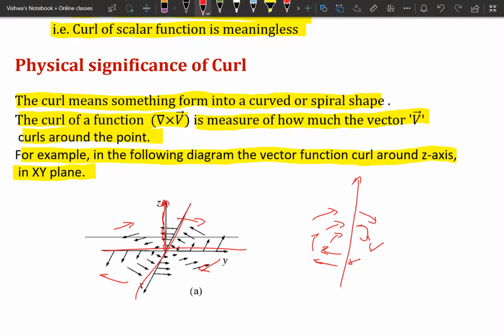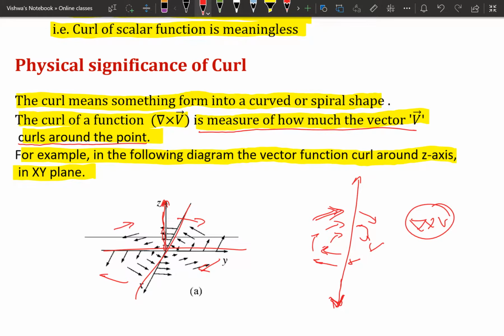Then we should represent the direction of del cross P in the negative z axis. We should curl the fingers of the right hand in the direction of the vector field. Then the thumb points downward. That downward thumb indicates the direction of the curl. The curl of the function is in the negative z axis. Like that we have to represent the direction of the curl. So this is the physical significance of curl. The main thing is, it is a measure of how much the vector curls around the point.